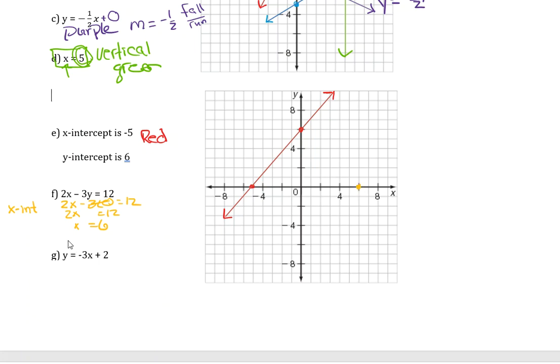Now I'm going to find the y-intercept. I didn't leave myself much room here. To find the y-intercept, we let x equal 0. It's always the opposite. Y-intercept, let x equal 0. X-intercept, let y equal 0. So 2 times 0 minus 3y equals 12. So this is just 0. I have -3y equals 12. If I divide both sides by -3, then y will be isolated. And I will have y equals -4. So there's my y-intercept, -4.